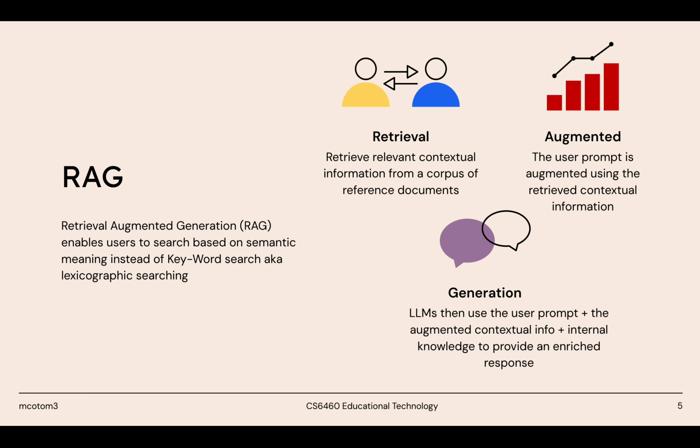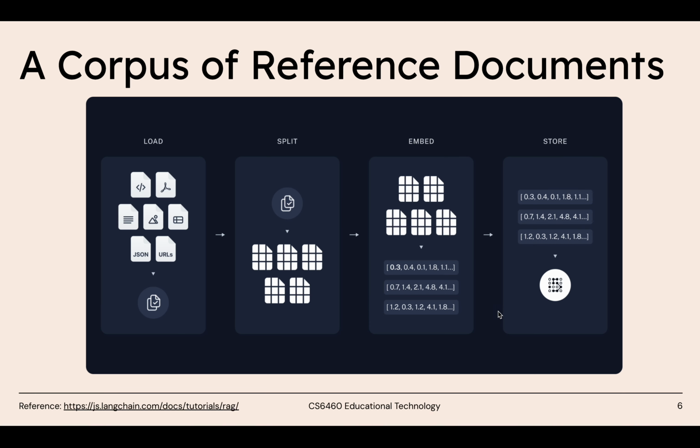Lastly, generation. The user query plus the retrieved information are combined and passed to the large language model in order to provide a more contextually relevant response that uses both the LLM's internal knowledge and external knowledge referenced by the user. Here you can see the process visualized where documents are loaded, split or chunked, embedded, and stored in a vector database for efficient retrieval. For this project, I'm using a local instance of ChromaDB.